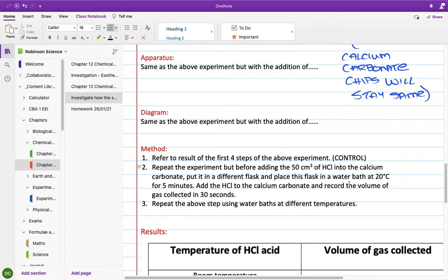Once the hydrochloric acid is up to 20 degrees, you're going to add it to the calcium carbonate, and then the same thing, how much carbon dioxide is produced in 30 seconds. It should be more, because you've heated it now.